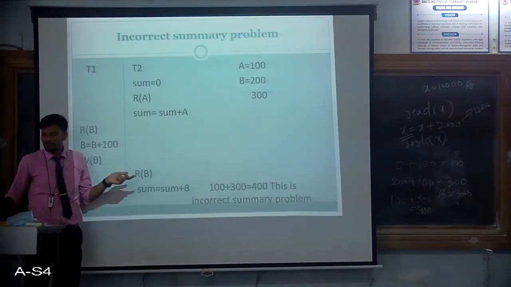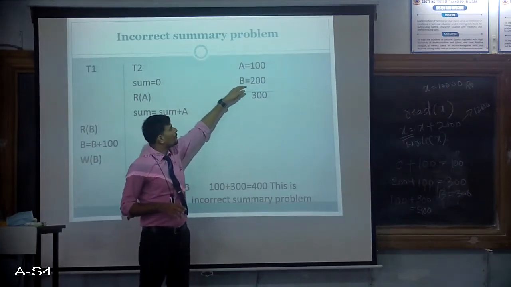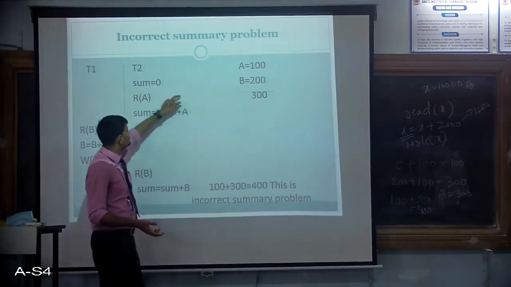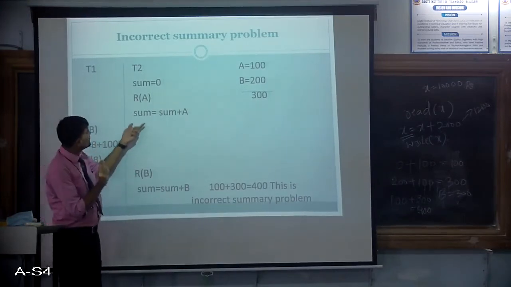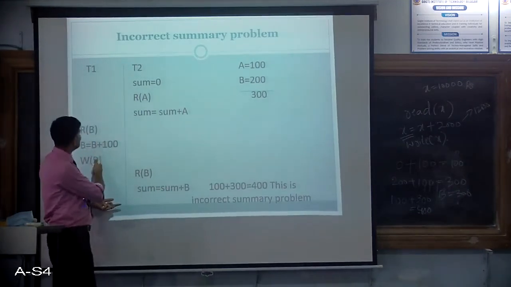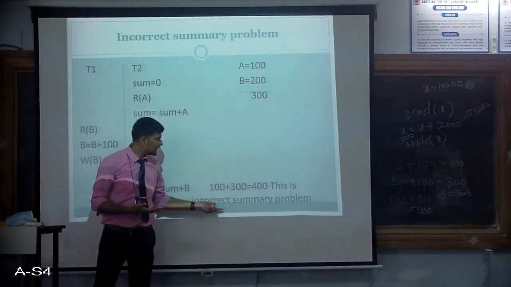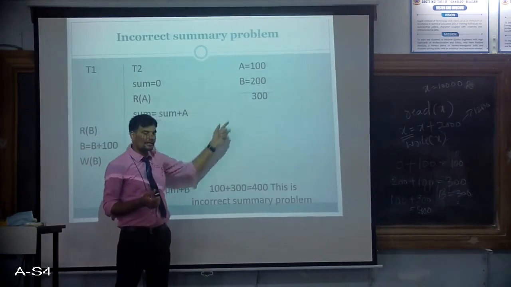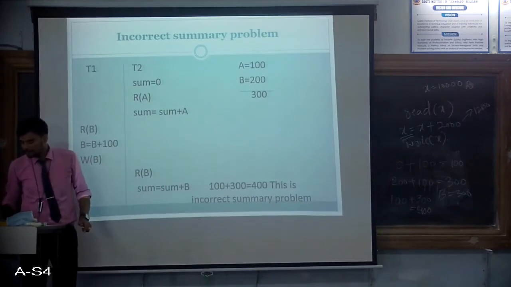And the incorrect summary problem: whatever value has been assigned to A and B, 100 plus 200, we should get the summation value as 300, but in transaction T1 we are getting some incorrect value, because transaction T1 has updated the account B value. That's why we are getting 100 plus 300, 400 value. This is the incorrect summary problem, because we have to get 300 as the result, but here we are getting 400 value.